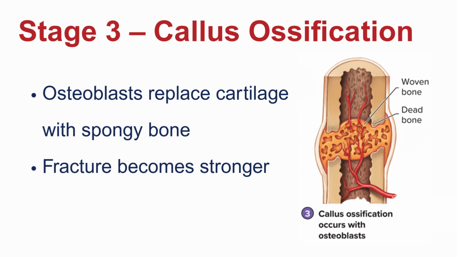In the third stage, the soft callus is replaced by a bony callus. So we call this callus ossification. Osteoblasts begin depositing bone matrix, replacing the cartilage with spongy bone. And you can see this in the image. At this point, the fracture is much stronger, though the bone may still be thicker or uneven at the repair site.